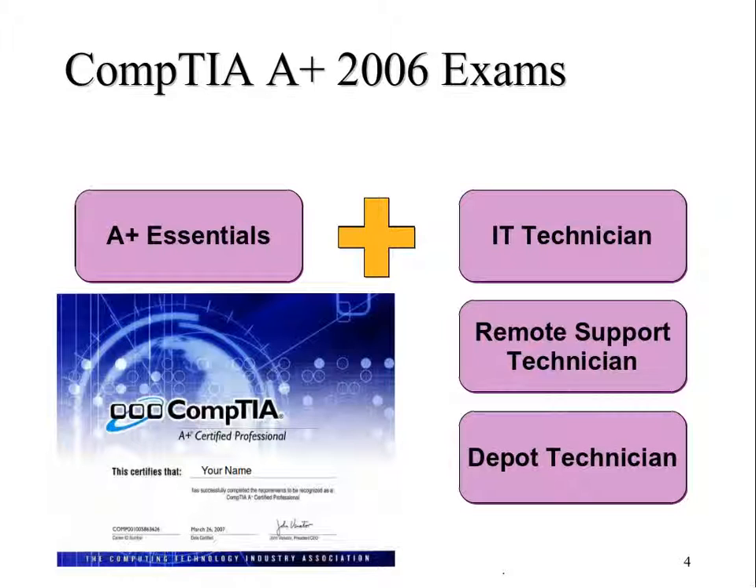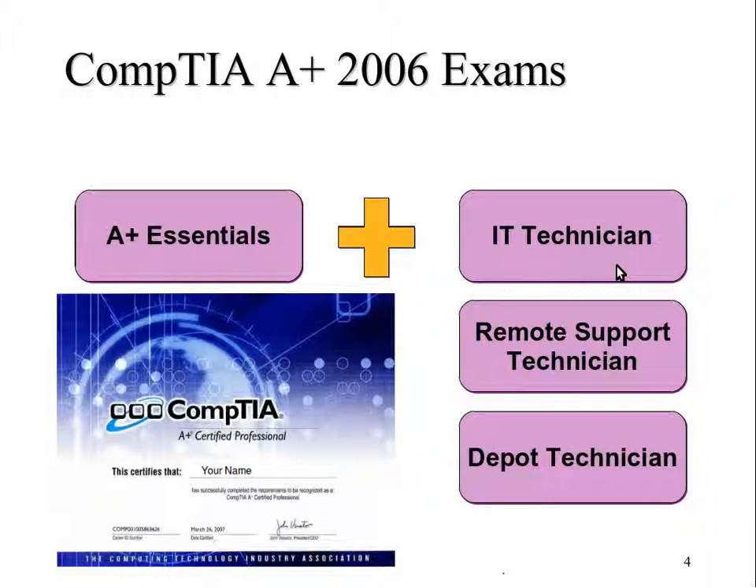But when you take this exam, there's 2 parts. The first part is called the A+ Essentials, which are the basic information and knowledge you need to know to repair and service computer hardware and software. The second part has 3 different variations or flavors, if you will. The first one is called the IT technician. Those are people who repair and maintain computers and software inside of an organization or business.